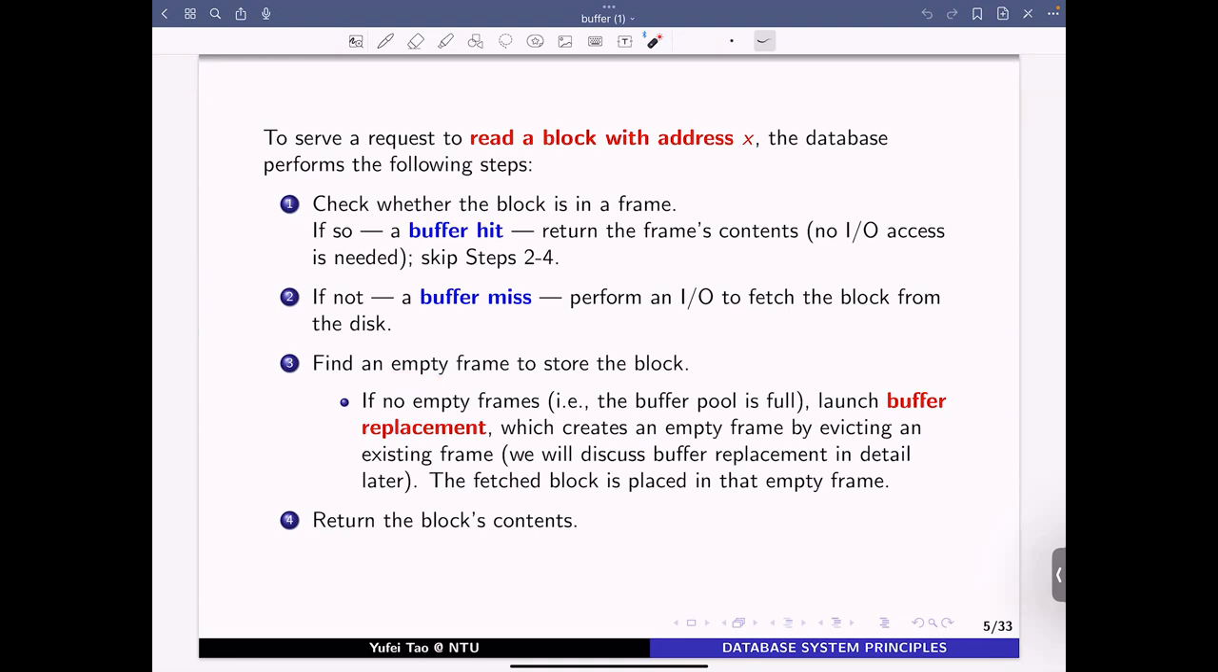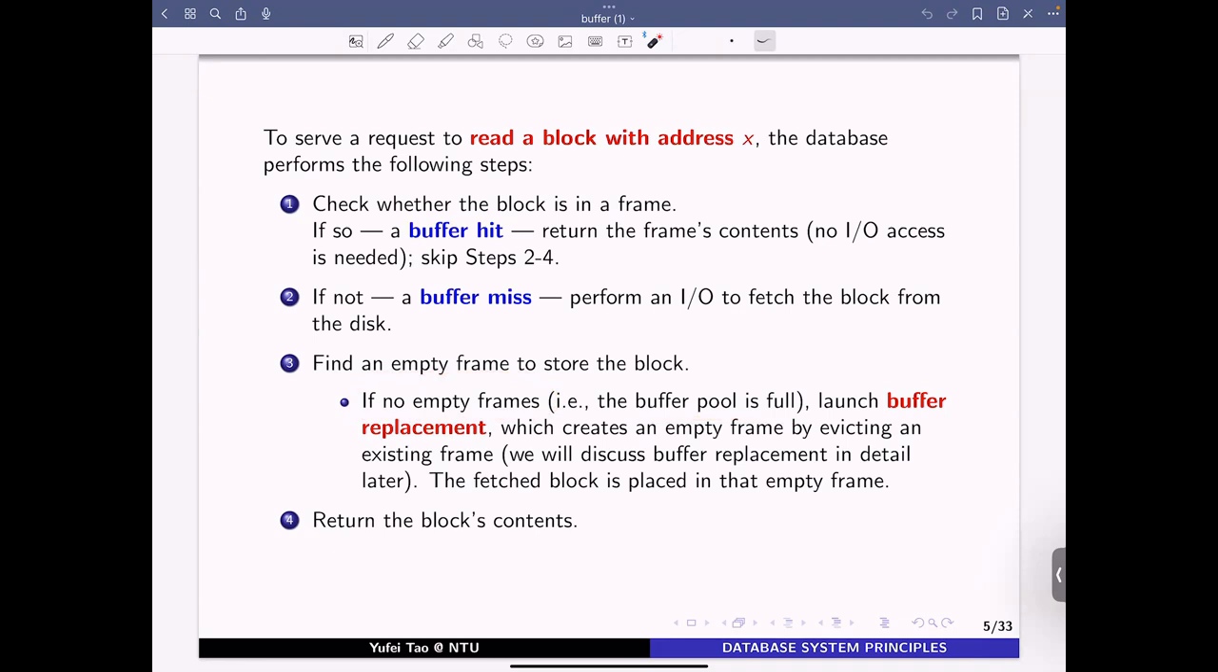So if the buffer pool is not full, which means you can find an empty frame, then all good, right? You simply copy the contents of the block into the frame, and that's it. So that's the easy case. On the other hand, if you cannot find any empty frames, so this means the buffer pool is full, right?